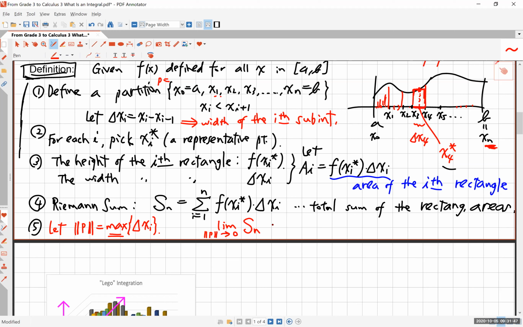And so if this limit exists, this is what we call the integral from a to b of f(x) dx. So this is the careful definition of an integral of f from a to b. It is the limit of this Riemann sum as the norm of the partition goes to 0. And if that limit exists, and I hope you have seen that these limits do exist for many functions f, we call that the definite integral.